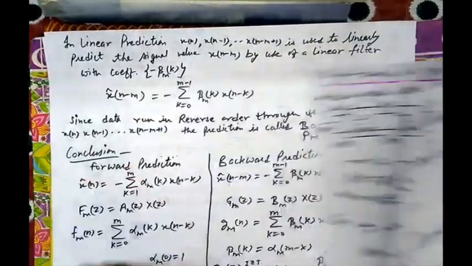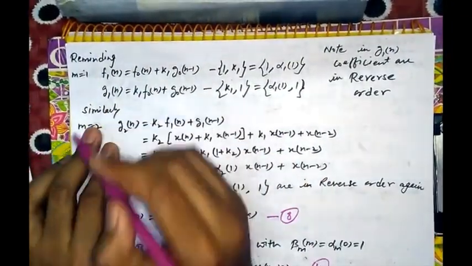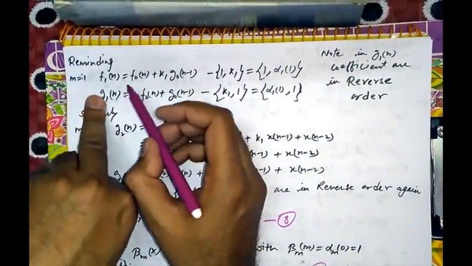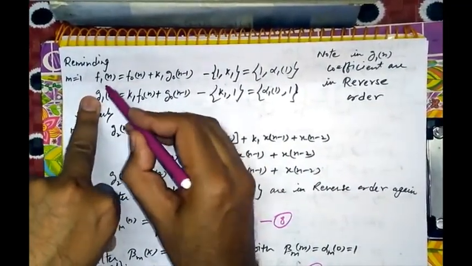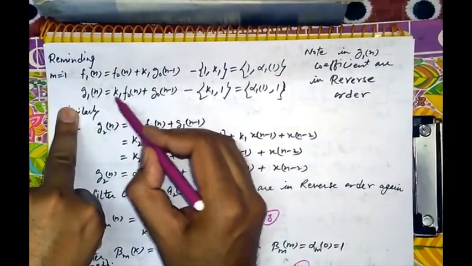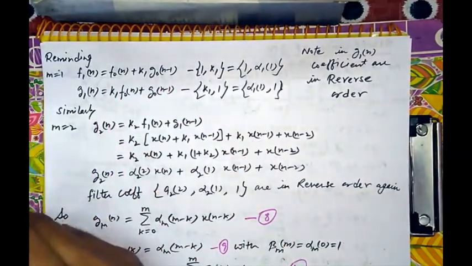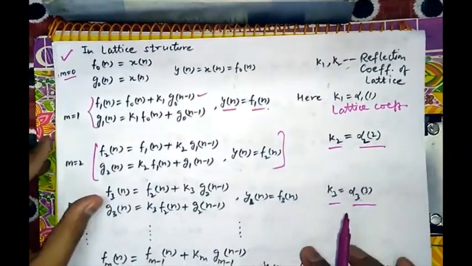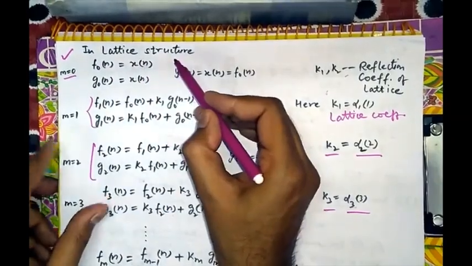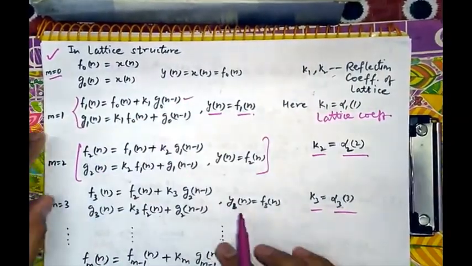Now we are studying the significance of Gn. Why are we using Gn? Okay. So reminding again the values of the lattice coefficients, the lattice structure for order 1: f1n is equal to f0n plus k1 g0 n minus 1, g1n is equal to k1 f0n plus g0 n minus 1. Just reiterating the slide again and again so that you will not be confused. In the lattice structure we have studied this slide and it was very important. We have again reiterated this for m equal to 1.